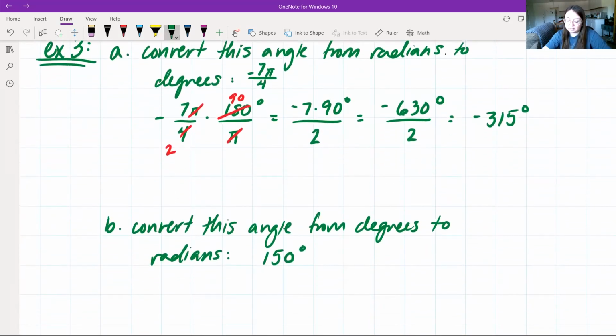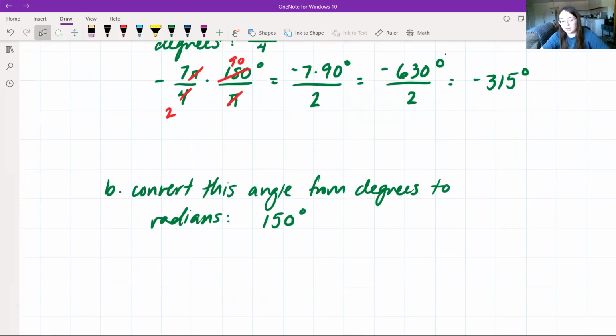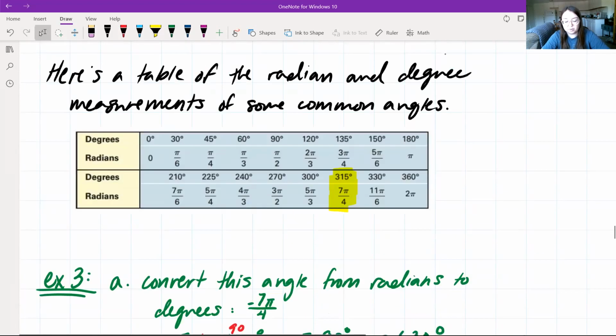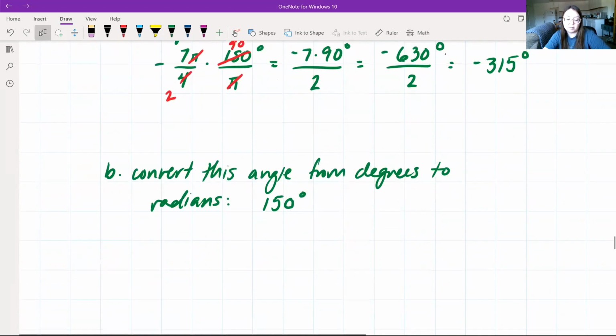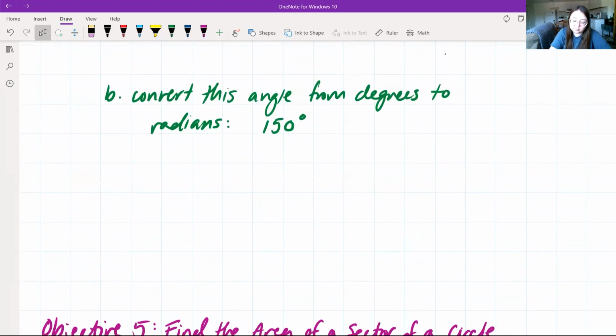So part B, we're converting the angle from degrees to radians now. So going from degrees to radians, we're now going to be multiplying by pi over 180 to get our answer in radians. So we're taking 150 degrees divided by nothing, and we're multiplying by pi divided by 180 degrees, and pi is in radians.